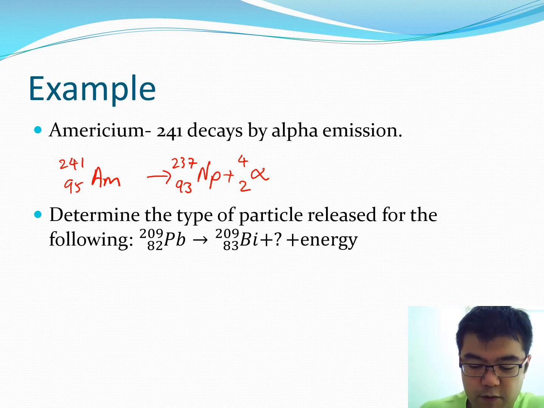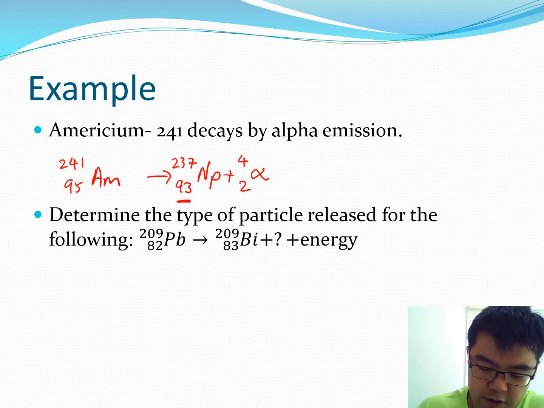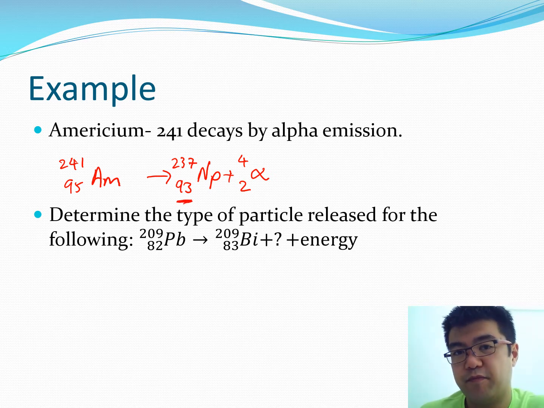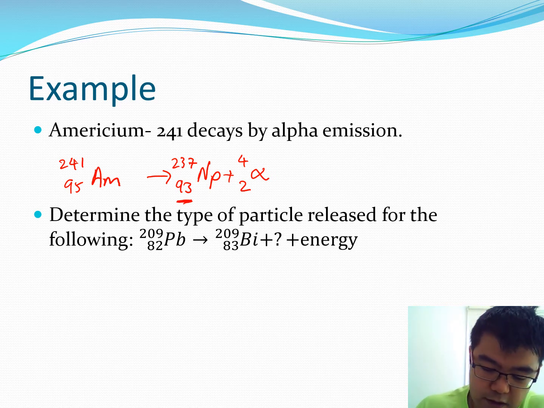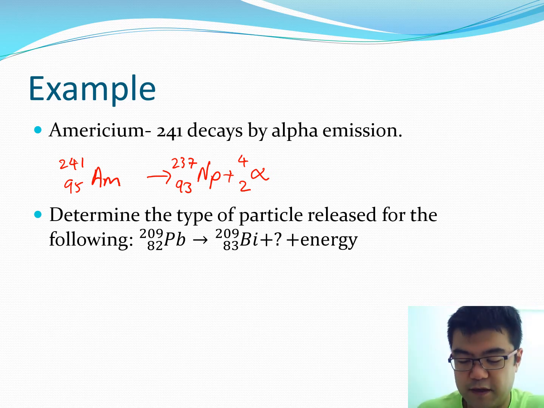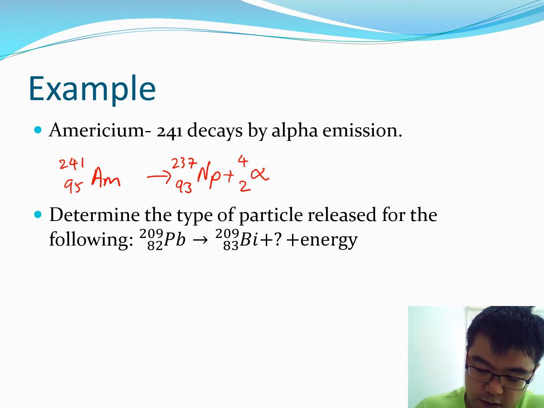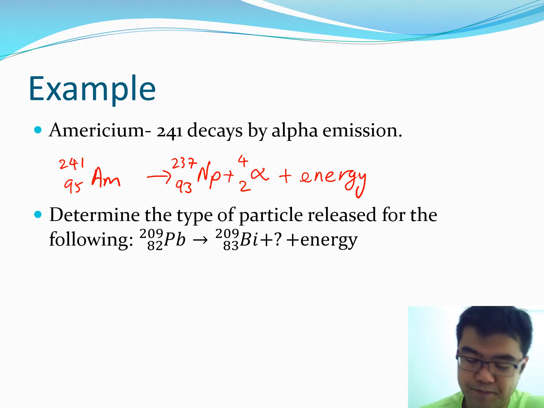Because of that, we can look at our periodic table. Remember, you only look for the atomic number. Do not look at the mass. The mass is going to be different because it's an isotope. Once you look at the atomic number, you should find that that's neptunium. And then at the end of each nuclear equation, do not forget to write down plus energy.